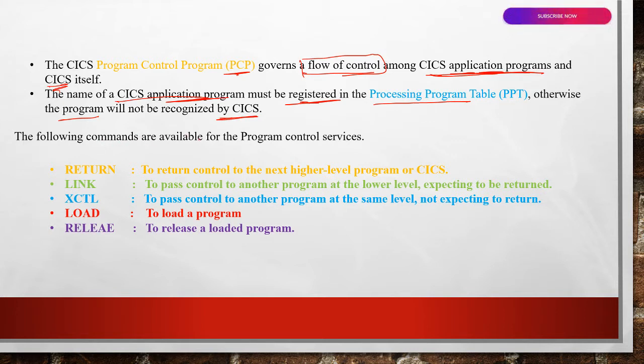The following commands are available for the program control service. First is the RETURN command, to return control to the next higher level program or CICS; LINK, to pass control to another program at the lower level, expecting control to be returned; XCTL, to pass control to another program at the same level and not expecting control to return; LOAD, to load a program in the CICS region; and RELEASE, to release a loaded program.